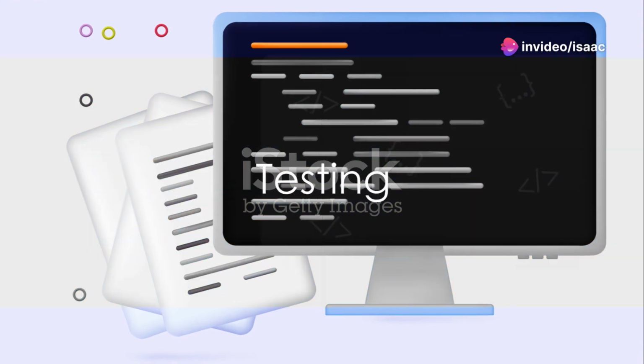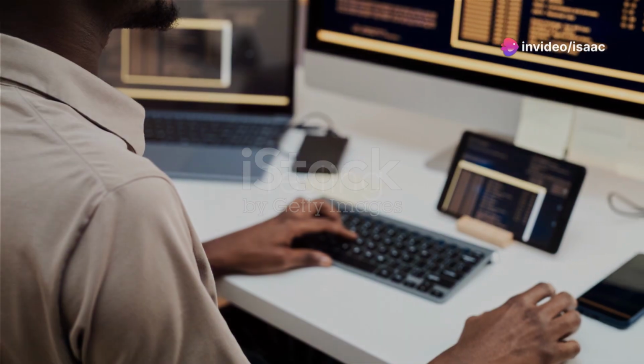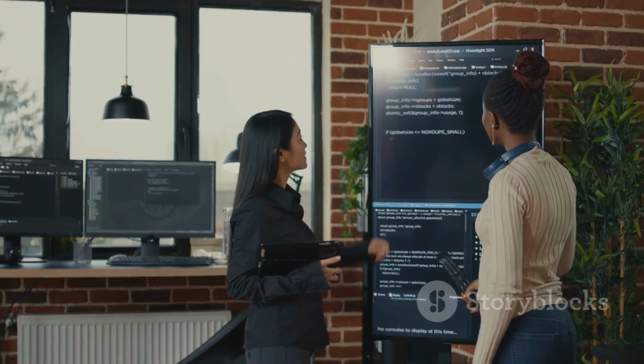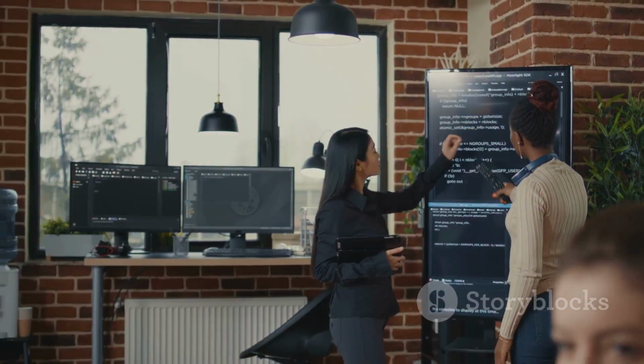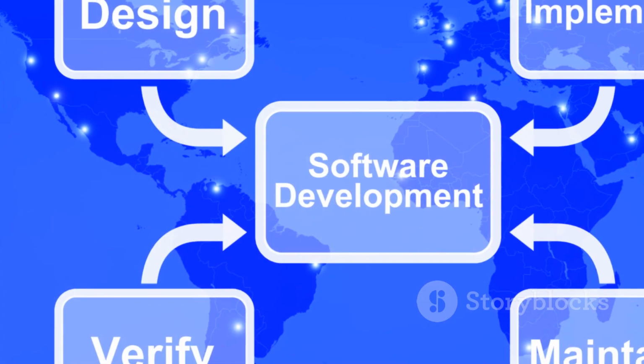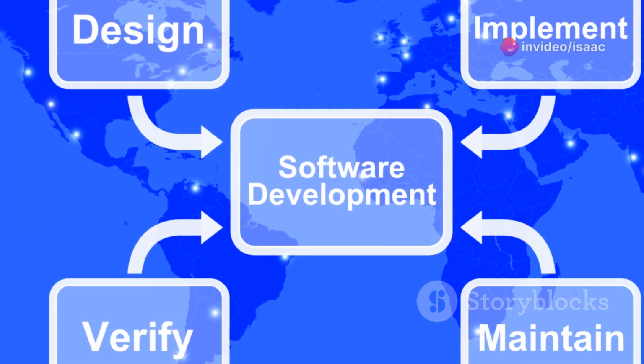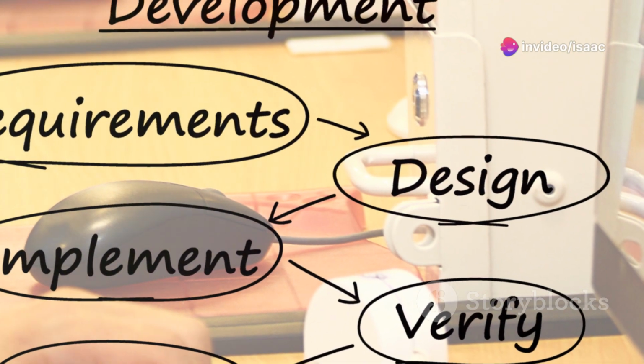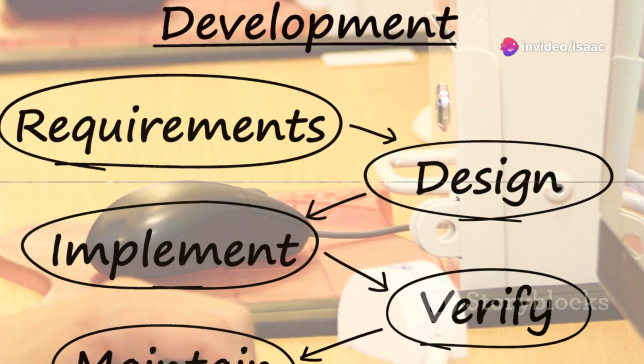After development, it's time for a thorough testing. This step identifies and fixes any bugs or issues, ensuring that the software is ready for deployment. Various testing techniques, such as unit testing, integration testing, and user acceptance testing, are used in this phase.